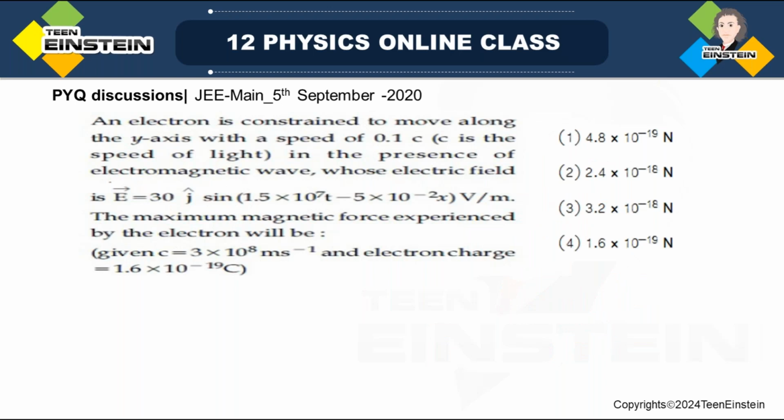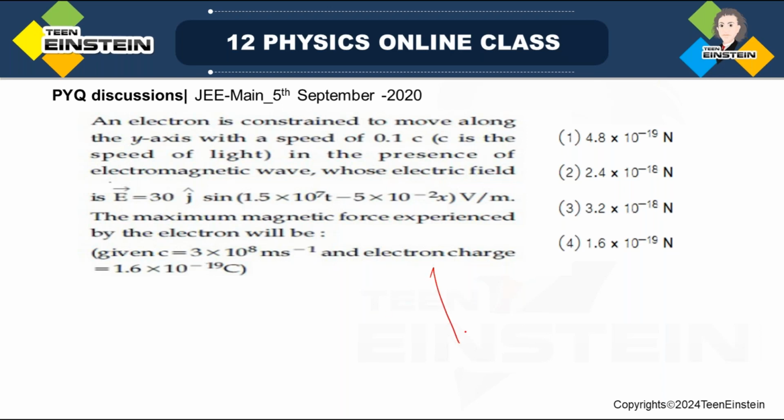Now there is another question. I hope you are able to read this properly. An electron is constrained, that means it is bound, made to move by some external agency. It is compelled to move. An electron is constrained to move along the y axis with speed.